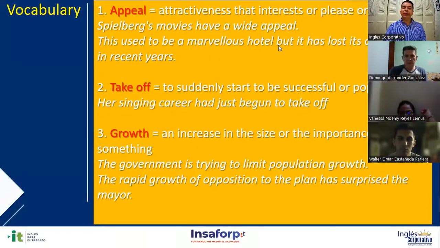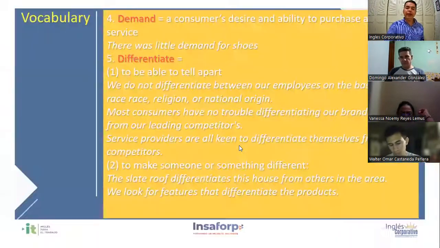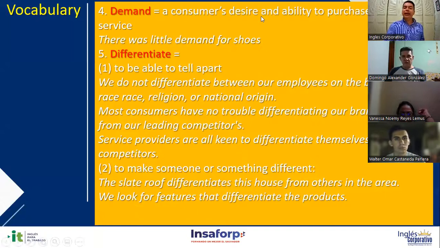Here, right? Appeal, attractiveness. Something that stimulates you, right? Or pleases you. Take off, to become successful, right? Okay, take off. Un despegue, right? Growth, an increase of size or importance, right? Increase, something becomes bigger or more important, right? Then we have demand, is the desire, when you want to buy something or when you want a service, right?